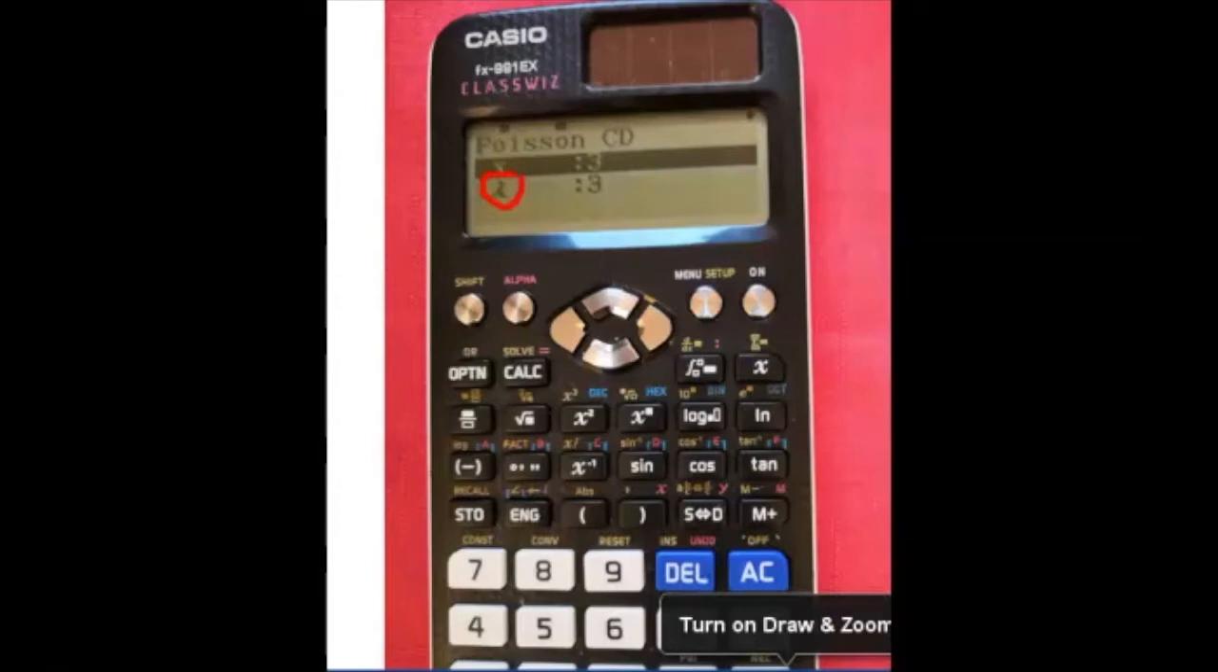Remember to press equals after you enter both of these entries, and if you press equals again, we get the answer for the probability that x is less than or equal to 2, which is 0.8795 to 4 decimal places. The probability that x is less than or equal to 2 is 0.8795.